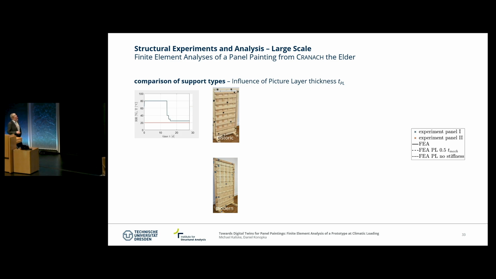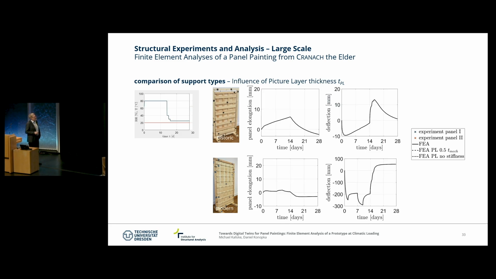Here we investigate shortly the contribution of the paint layer to the response of the structural behavior. It was pointed out already before that the paint layer is, even from a structural mechanical point of view, significant. And we compare here the historic frame and the modern one. And we compare here the elongation and the deflection of the construction for both support systems. So what is given here is a state of deformation versus time.